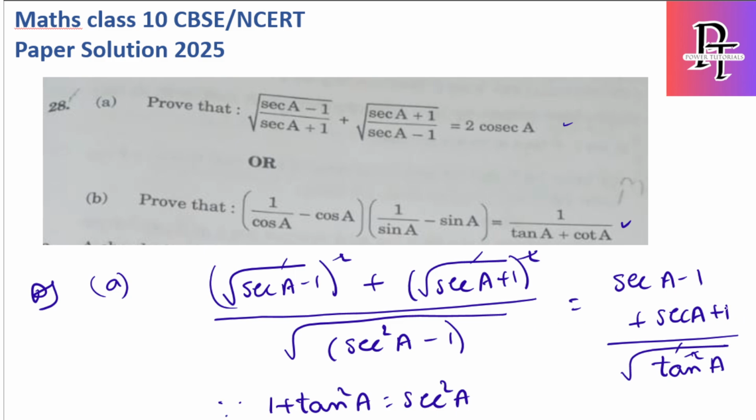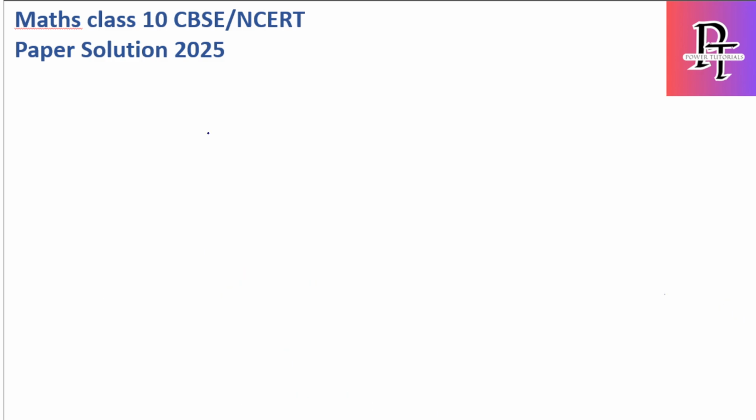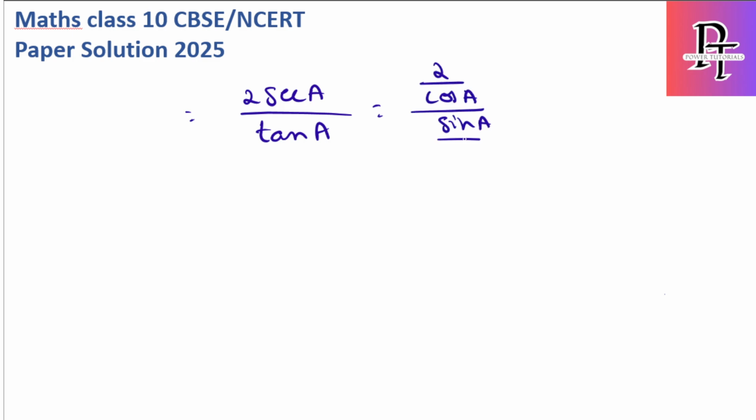So here 1 and minus 1 get cancelled out. Secant plus secant becomes 2 secant A by tan A. So what is secant A? Secant A is 1 by cos A, whereas tan A is sin A by cos A. So cos A gets cancelled out. It will become 2 by sin A. 2 by sin A is 2 cosecant A, which is RHS.